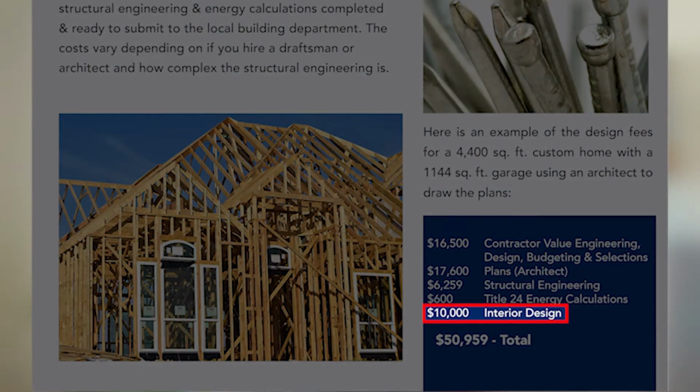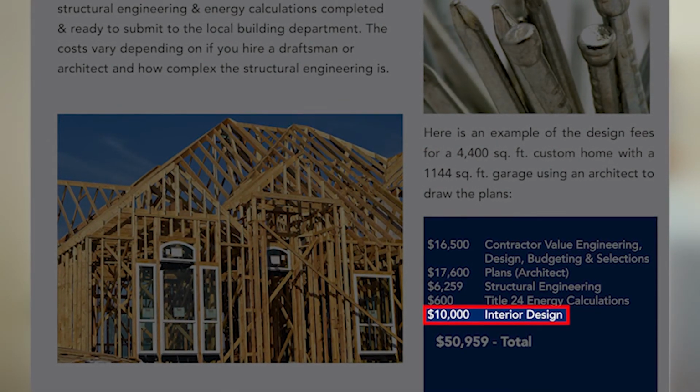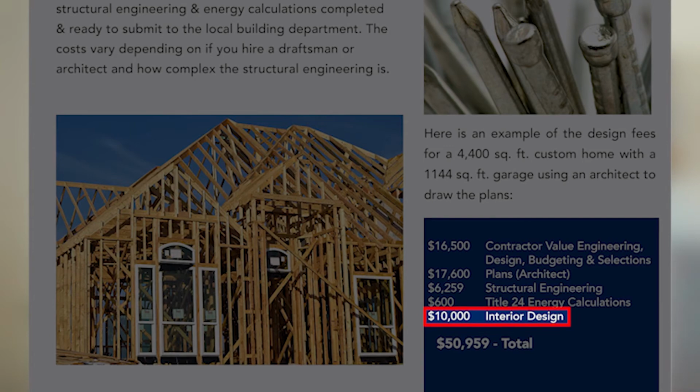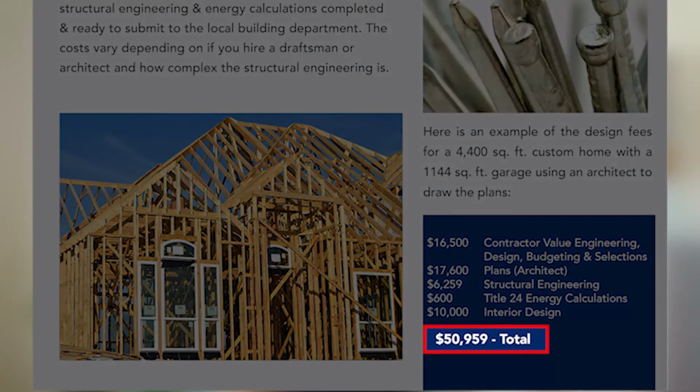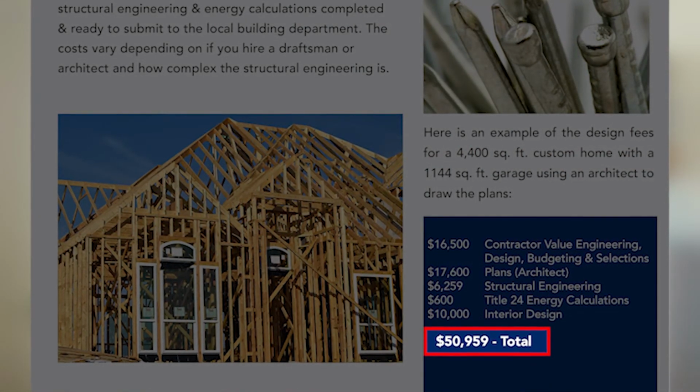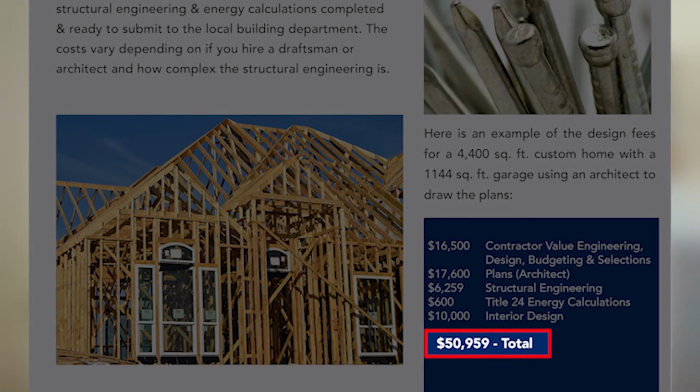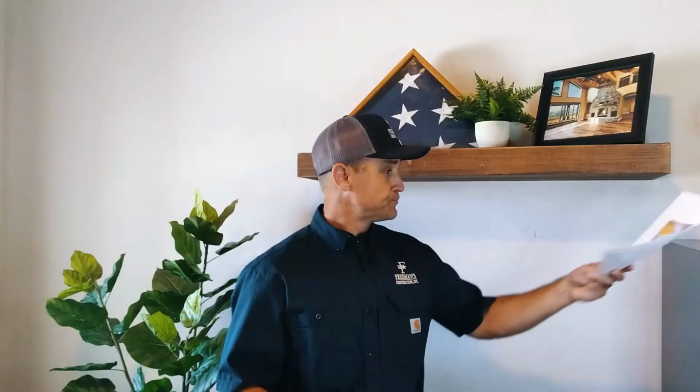And then this one, we put a $10,000 interior design package on this home. It's larger, it's going to have more in it, and this is just a decent fee that you'd put in for interior design. Could be more, could be less, but this is just a ballpark to give you an idea. But the total on that plans and design package is $50,959. So that is plans and design for a custom home.